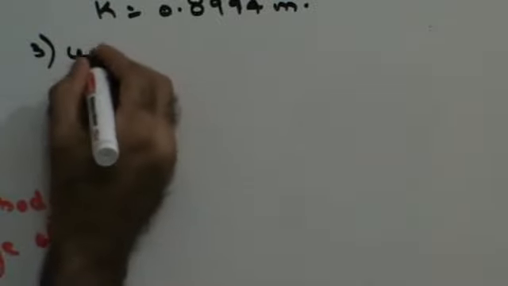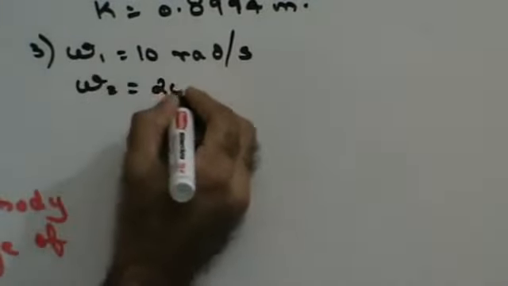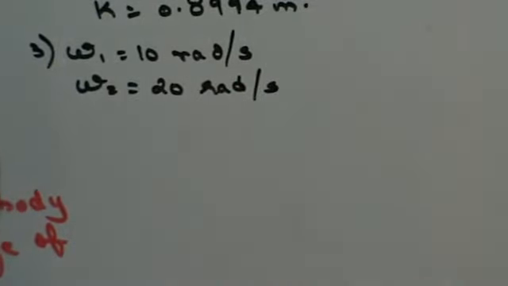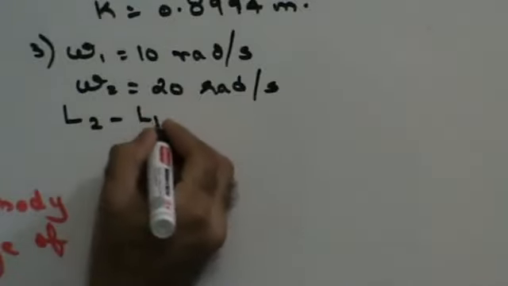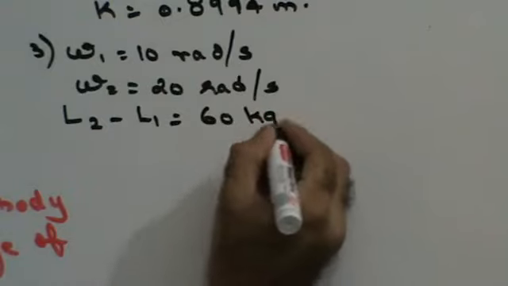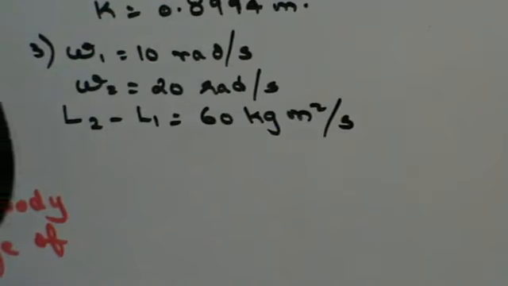When the angular velocity of a body changes from 10 radians per second to 20 radians per second, its angular momentum changes by 60 kg meter square per second. Find the change in kinetic energy.